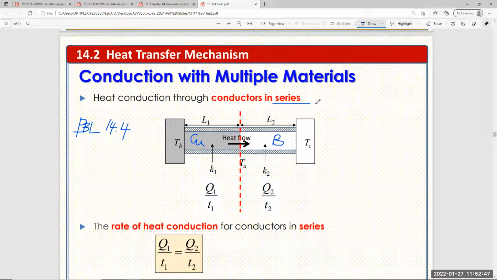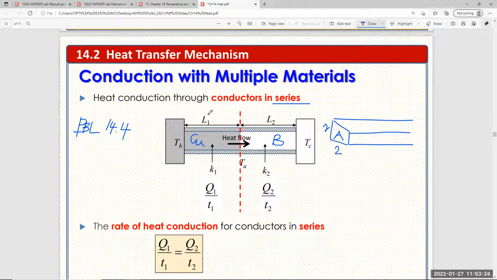The dimension given there is a bar. When it comes to a bar, it is a rectangular shape, like a chocolate bar. So you have the area there, in terms of the square, given by 2 times 2 in centimeters. Same cross-section area for both copper and brass.